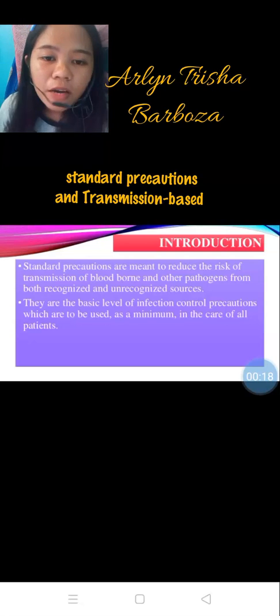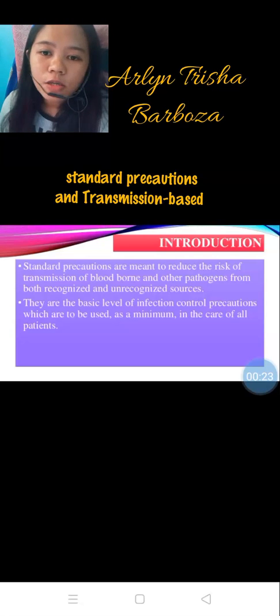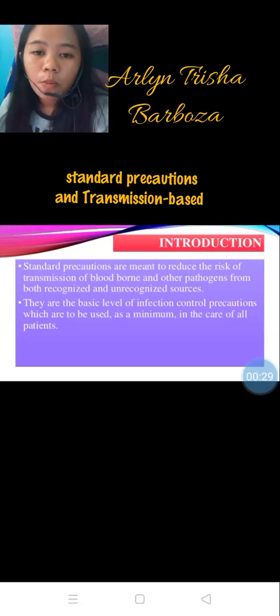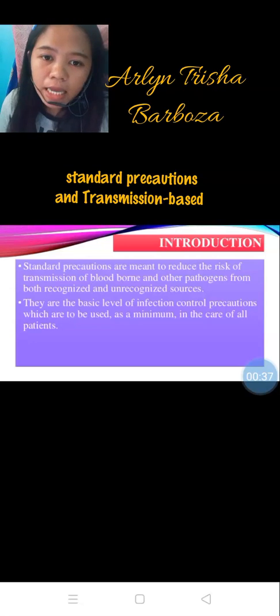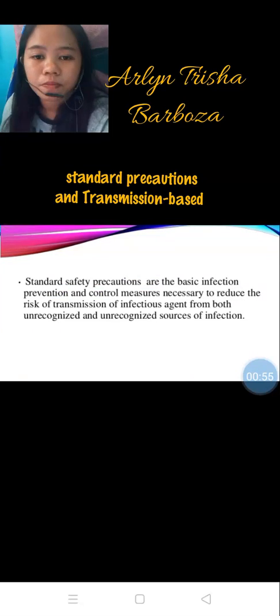So we have here the introduction about the standard precautions. Standard precautions are meant to reduce the risk of transmission of bloodborne and other pathogens from both recognized and unrecognized sources. That is what we call the standard precautions. They are the basic level of infection control precautions which are to be used, as a minimum, in the care of all patients.